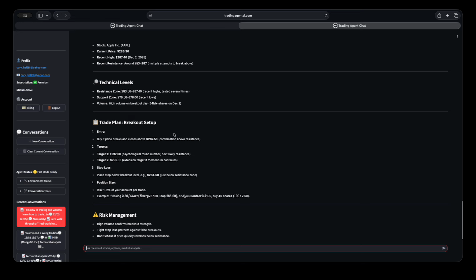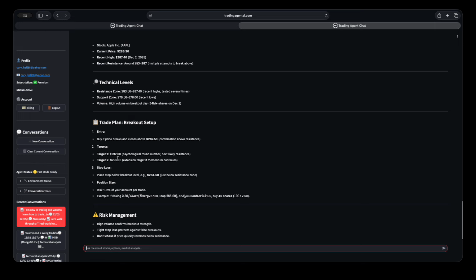And so here's your breakout setup. Entry, which is when you're going to buy into the stock: buy if the price breaks and closes above 287.50. That's confirmation above resistance. And then your targets: your first profit target and your second profit target. What this does is give you different levels at which to take profits.